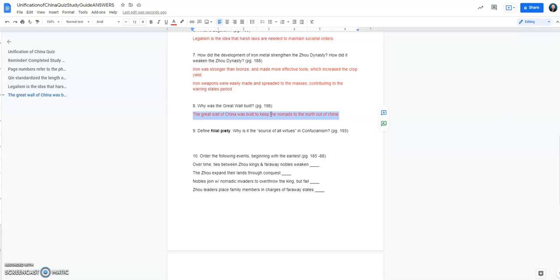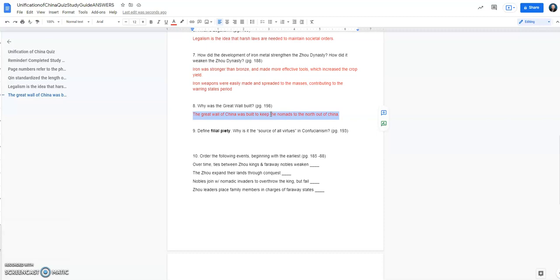These nomadic people would come down from the north, conquer Chinese villages and civilizations, and they needed a way to protect themselves. So the people of China decided to build the Great Wall. They built the wall along their northern border to keep these nomadic conquerors out of China, to protect the people of China from being conquered.